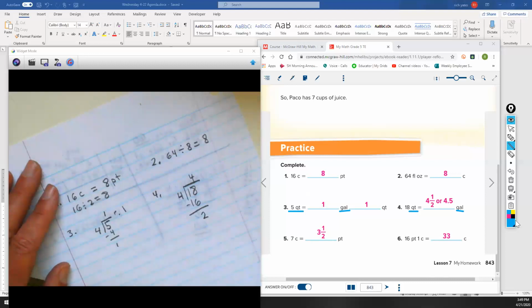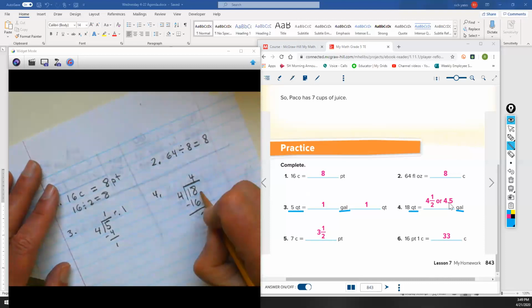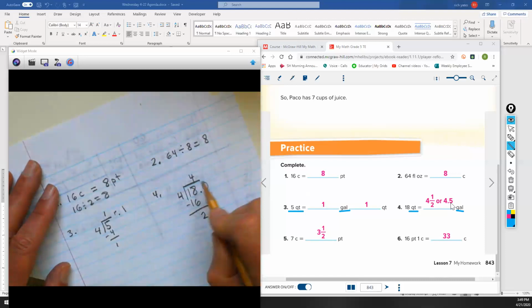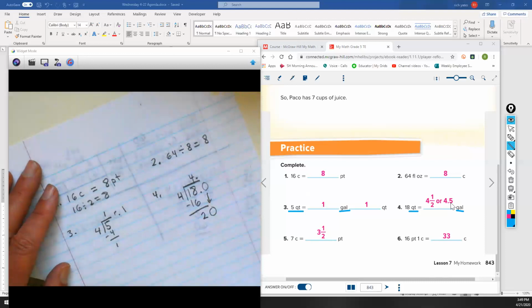Now, here's how I ended up with 4 1/2 or 4.5 gallons. I could have done a decimal. Since they really didn't give us a space for a remainder here, we're either doing a decimal and keep it going, or we're going to be doing a fraction. If you did a decimal, we just make a decimal dot here. Drop down that additional 0. 4 times 5 equals 20. 20 minus 20 equals 0. And that's how we end up with 4.5 gallons equal to 18 quarts.